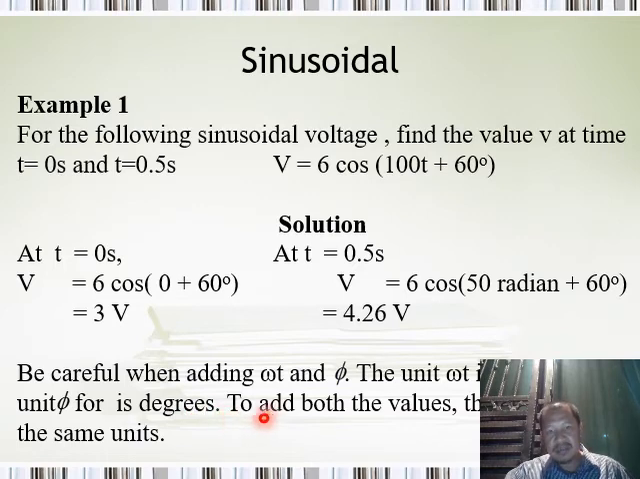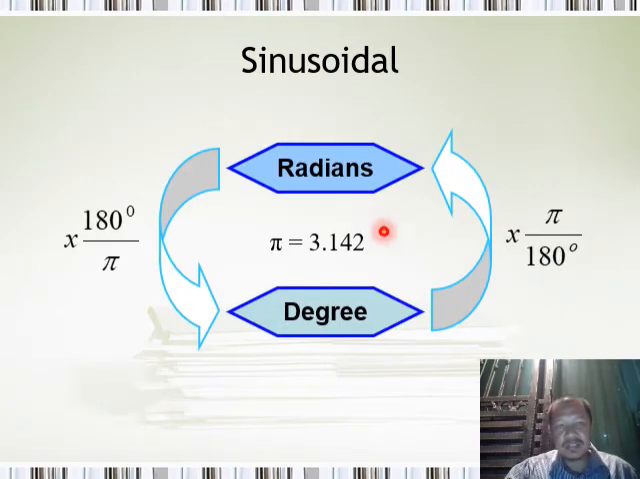Okay, to add those values, we need to convert both omega t and phi into the same units, either into degrees or into radian units. Okay, so this is the relationship between radian and degree. If we want to convert radian into degree, we multiply by 180 over pi, and vice versa, if we need to convert from degree to radian, multiply by pi over 180.